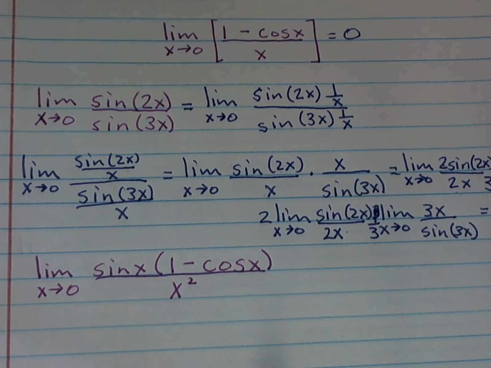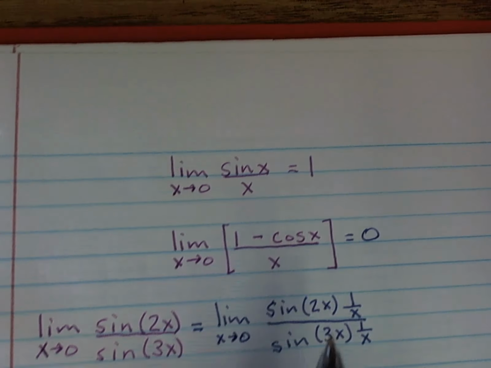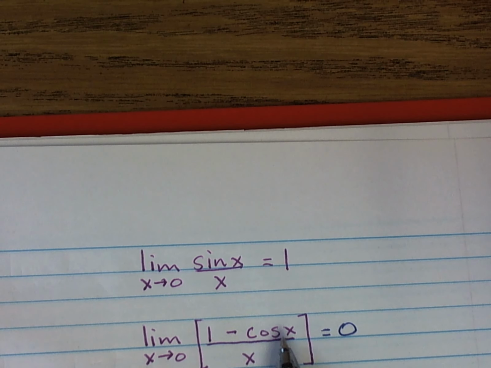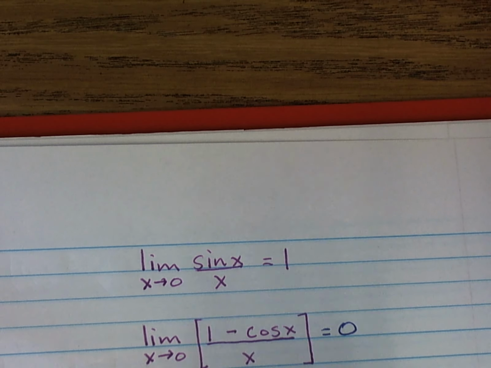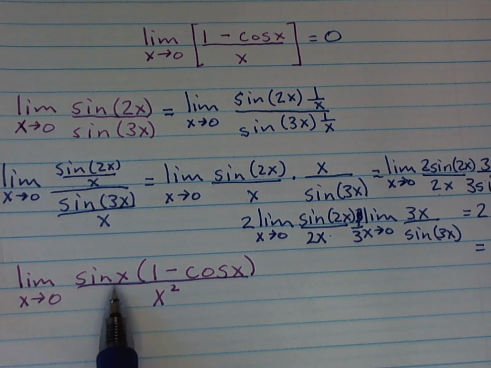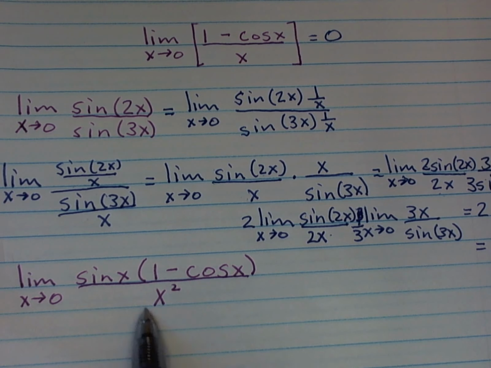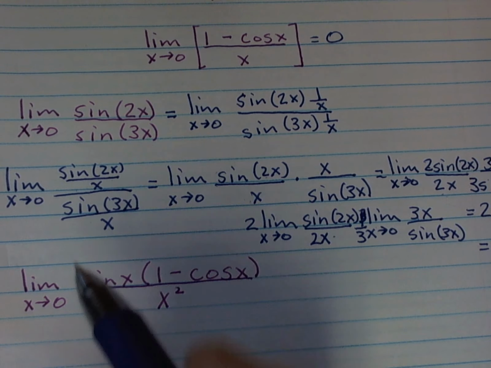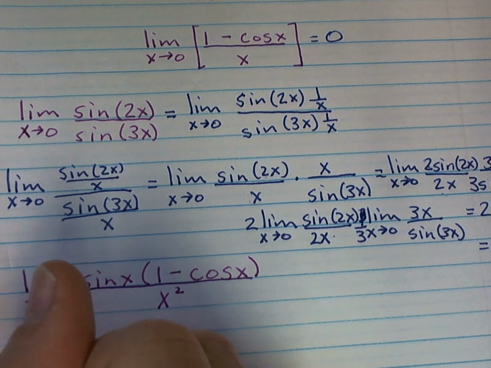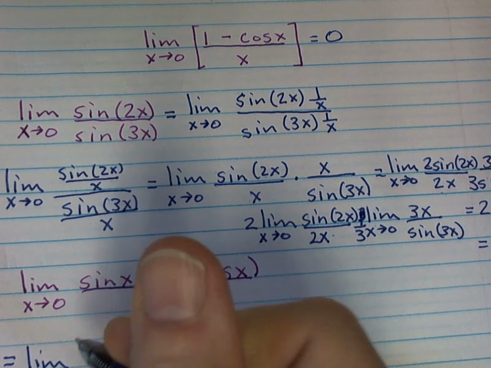Now, if you come down here, look at this one. This one is reminiscent of this, right? We've got 1 minus cosine over x. But it's not exactly that. And then we've got sine x over x squared. So we've got this x squared down here. So here's what we need to do. We need to get this in a form that we can bring those celebrity limits into play.